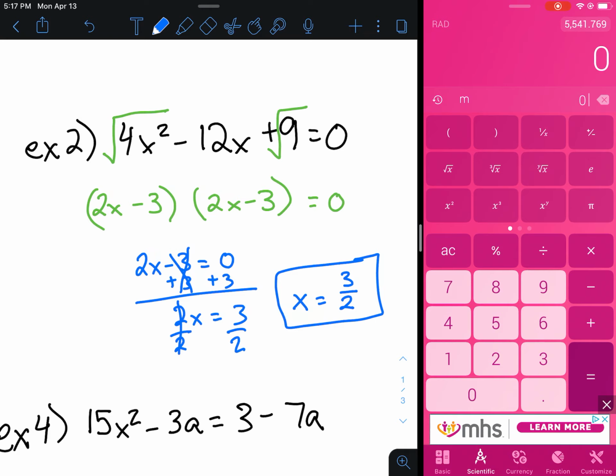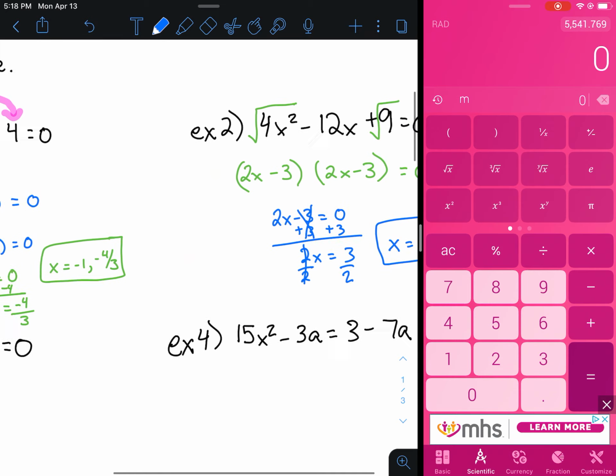Okay. Again, if you wanted to do bottoms up method on this, you could have 4 times 9 would give you 36. Factors of 36 that add up to negative 12 are going to be negative 6 and negative 6, because negative 6 times negative 6 gives us positive 36, and negative 6 plus negative 6 gives us negative 12. Then we divide by the original 4, simplify, and do our bottoms up method.